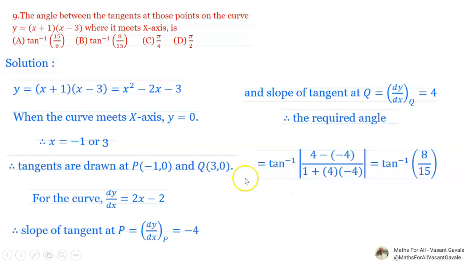Therefore, the required angle between the tangents is given by tan theta is equal to (m1 minus m2) upon (1 plus m1 into m2), or theta is equal to tan inverse of (m1 minus m2) upon (1 plus m1 into m2). If you simplify this, then you will have tan inverse of 8 upon 15, and hence option B is correct.